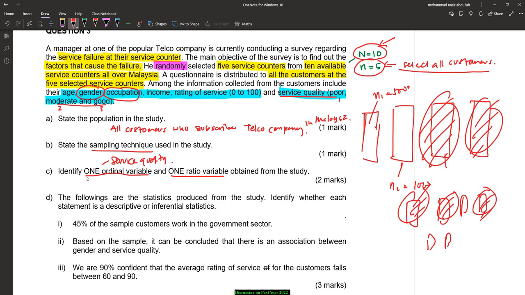Very simple, right? So next we look at ratio variable. Ratio lies under quantitative variable, right? Ratio is quantitative variable, it means a numerical variable. So under this variable we have age, income, rating service. Right. What is the difference between interval and ratio? Interval, the zero value is not a true zero, okay? Remember, zero value is not a true zero, but for ratio, zero is a true zero, right?